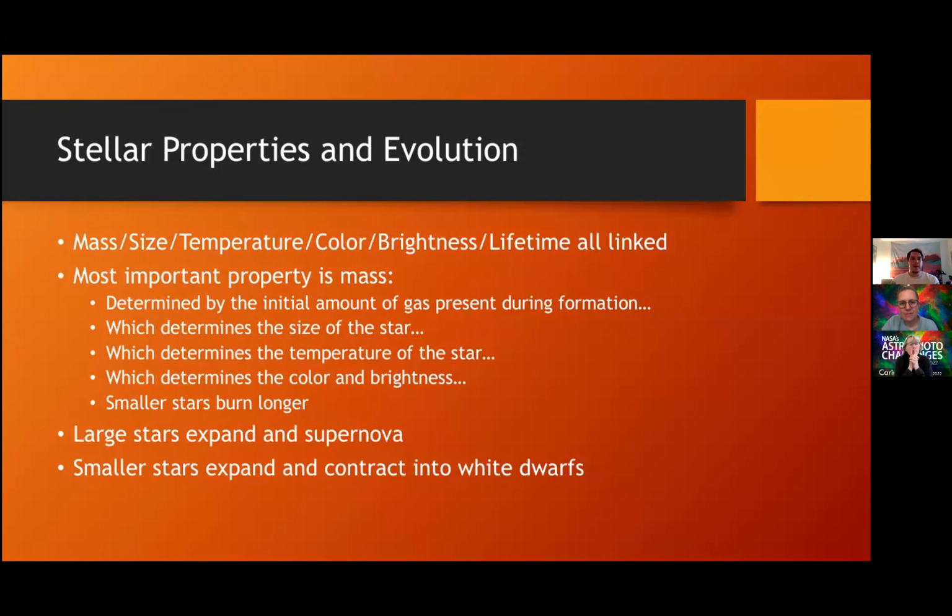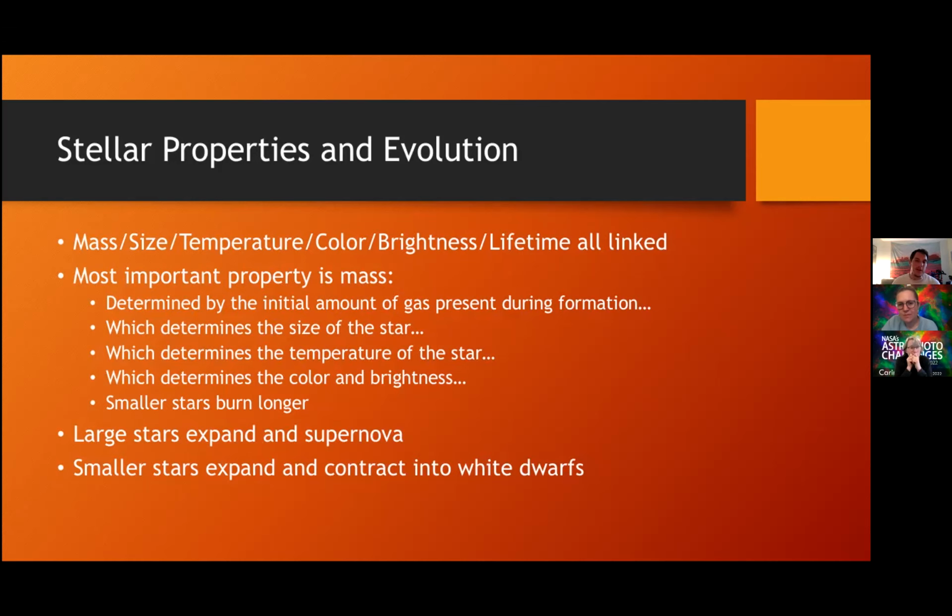So let's talk a little bit about what makes these properties and what we can learn from these properties about the evolution and lifetime of stars. I've said this a lot already, but the mass, size, temperature, color, brightness, and lifetime are all really intrinsically linked. These aren't variables that you can really change around very much. What I mean by that is the most important property of a star is its mass. And that's going to be determined by the initial amount of gas present during the formation in the nebula. So once that amount of gas is determined and starts to collapse down, that is going to determine what the mass of the star is.